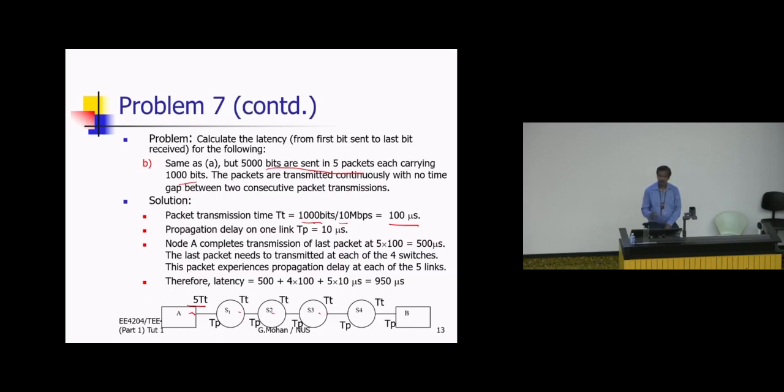And all these packets, or the bits, will be traveling here one by one. When will the last bit of the last packet be received here? At 5 TT plus TP, because that last bit has to travel. It takes TP, 10 microseconds. After 5 TT plus TP, the last bit of the last packet, that is the fifth packet, is received at switch 1.